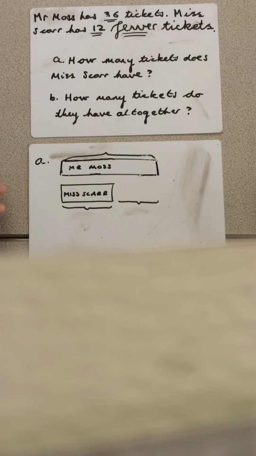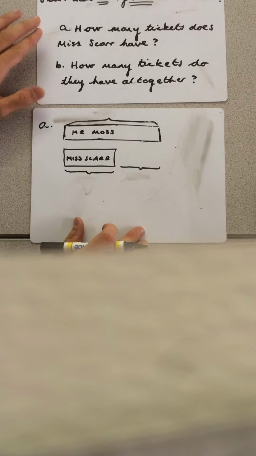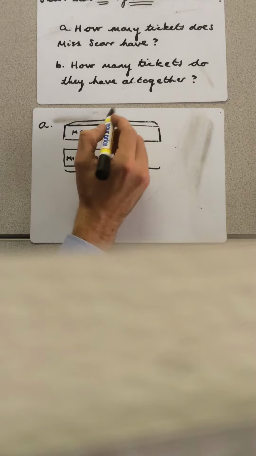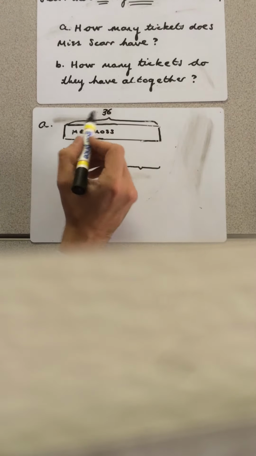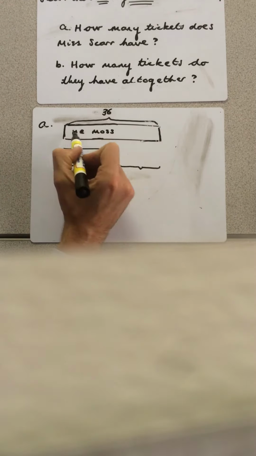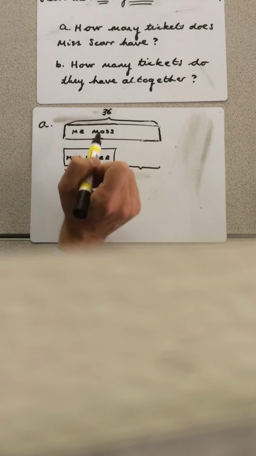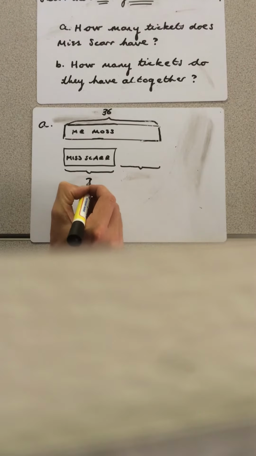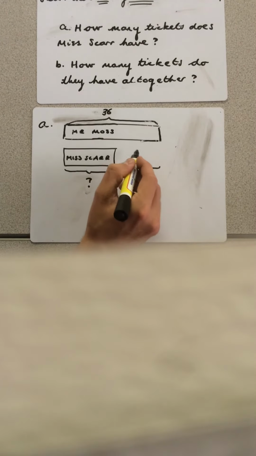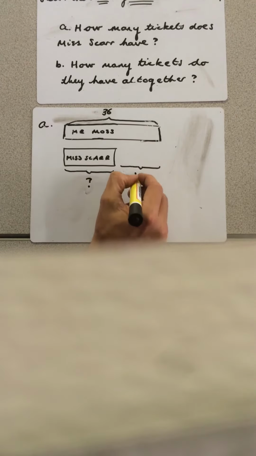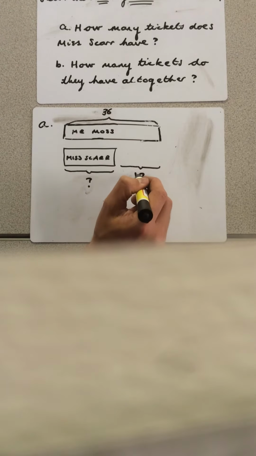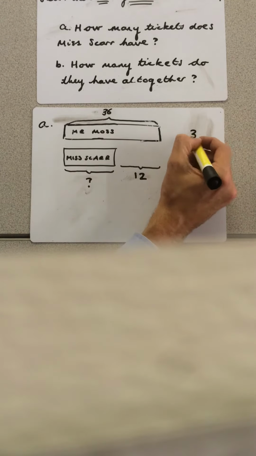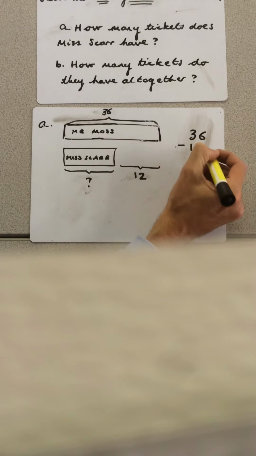Now I'm going to look at using a bar model to try and solve this. Myself here, Mr. Moss, I have 36 tickets. So I've got the most there, so I've got a big bar there going along. And we just do a line here to show that I've got 36. Now Miss Scar, we're not sure what she has just yet, but we know that this gap here, the difference between these two numbers, is 12. And Miss Scar has 12 fewer than myself. So I know now that I'm going to do 36 take away 12.